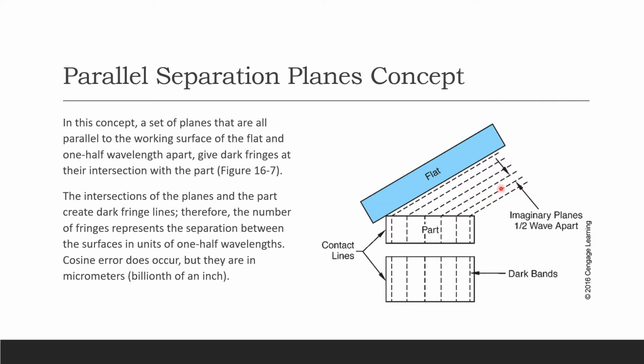So here, these are the lines. We're just imagining these lines right there, and they're 1/2 wave apart. It's just the distance we're talking about in terms of wave, and that's your flat. And here are your contact lines, and these are your dark bands. If we get the dark fringes, it's better because you can count faster, since it gives you more color, so you can count them easily.